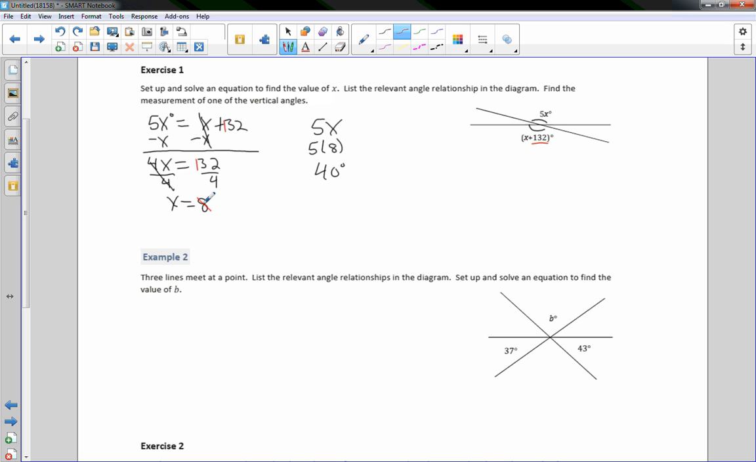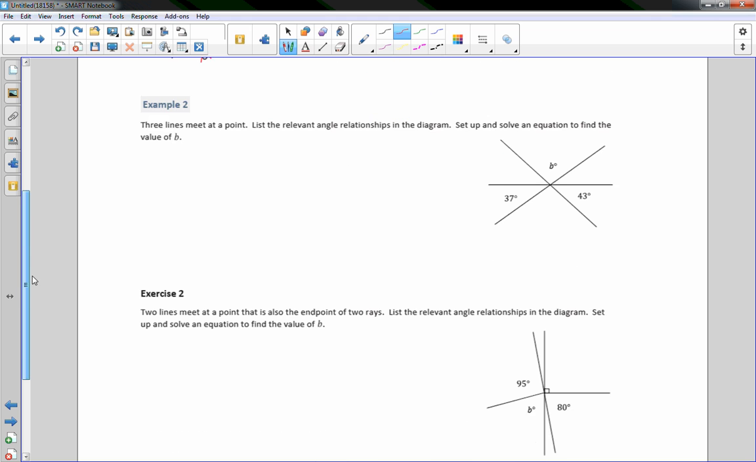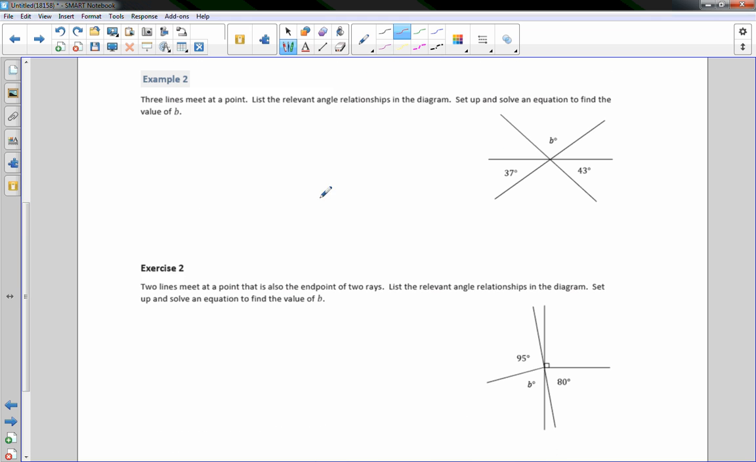So this is not 8. 4 goes into 13 3 times. That's 12. Remainder of 1. 4 goes into 12 3 times. So now my x is 33. So instead of doing this, I'm going to say 5 times 33 is 165 degrees. Now that makes more sense because it is obtuse, and both of these angles are equal to 165 degrees. Okay. Example 2. 3 lines meet at a point.